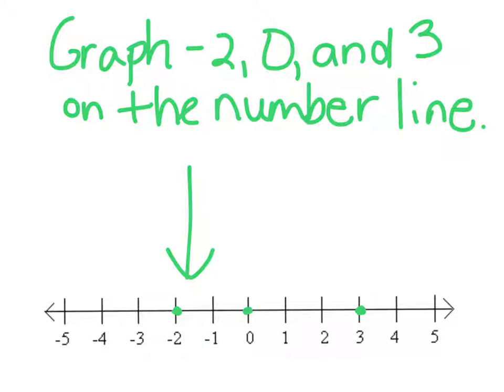We would have the negative 2 right here, and that is 2 units left of 0. We would plot the 0 right here, and then the positive number 3 is right here, and it is 3 units, 1, 2, 3, from 0.